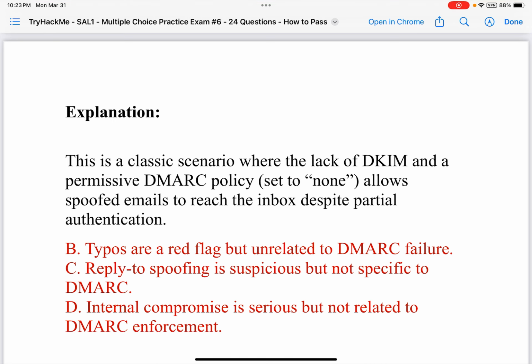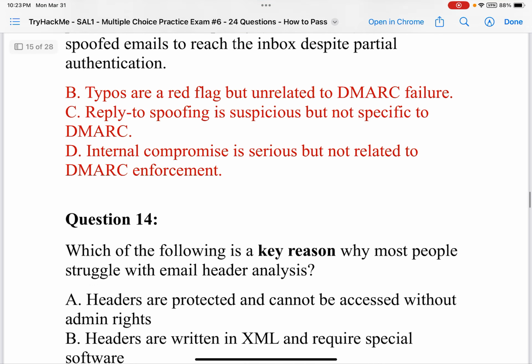And there's the red text. You know what to do. Pause the video, read over why they're incorrect. Let's move on to question number 14.